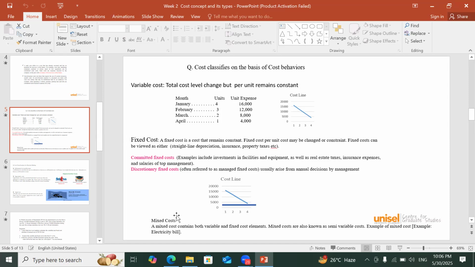Sir, what I have understood about the discretionary fixed cost, for example, if I bought a ticket from Dhaka to Chittagong, say it cost 4,500 taka, then I decided to cancel the ticket, but I have to pay a refund charge. Is this an example of discretionary fixed cost? Discretionary, you can avoid. You can avoid, but I have to pay the refund charge.